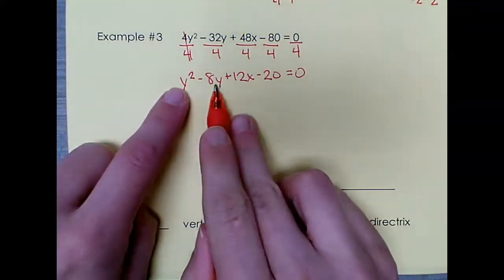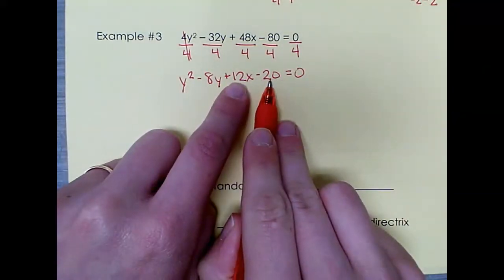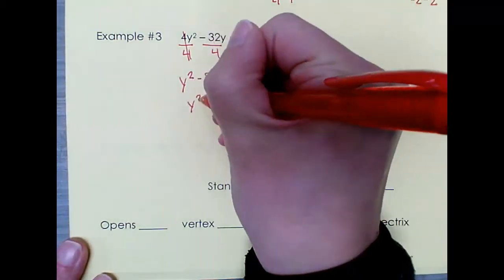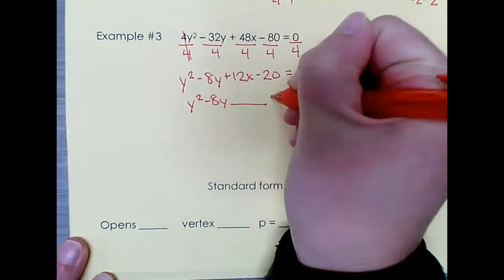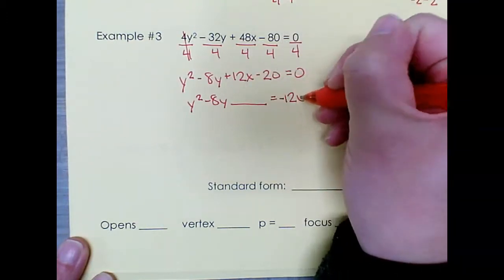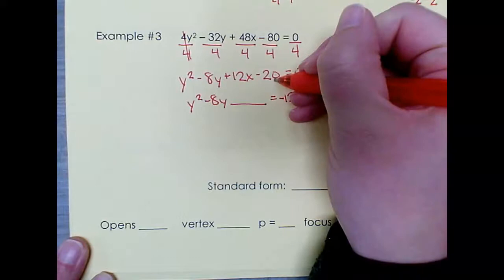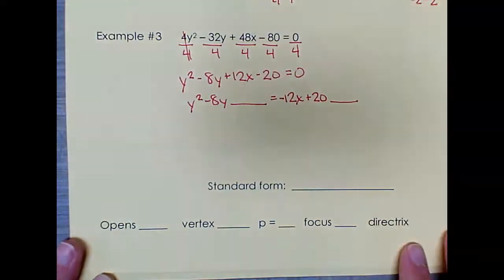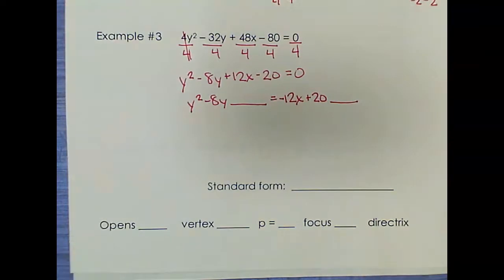I need these two things to stay here and these two things to move. If I move a positive 12x, that's going to be a negative 12x on the other side. If I move a minus 20, it's going to be a positive 20 on the other side. So I'd like for you to pause your video and try to complete the square and finish writing standard form.